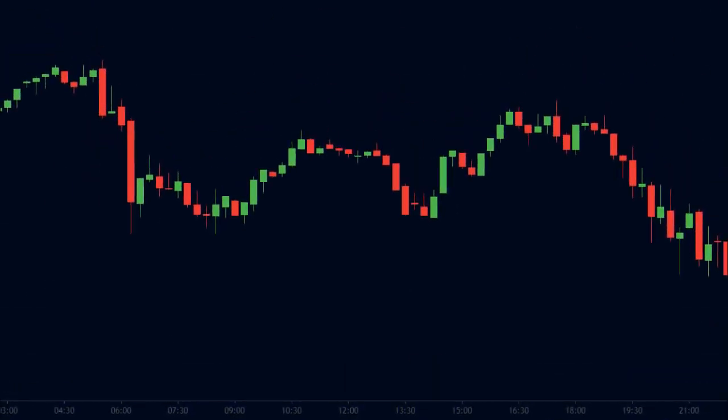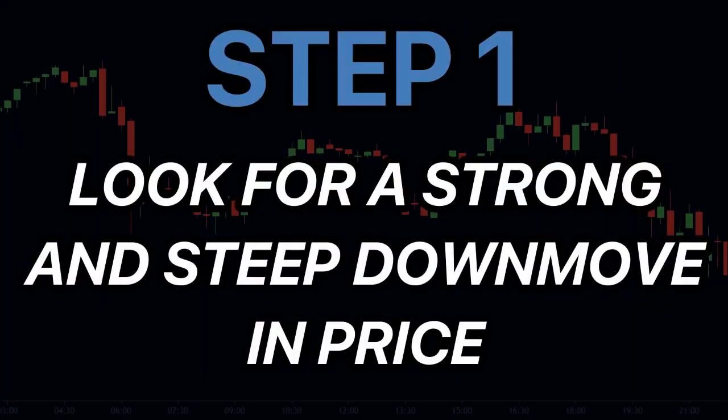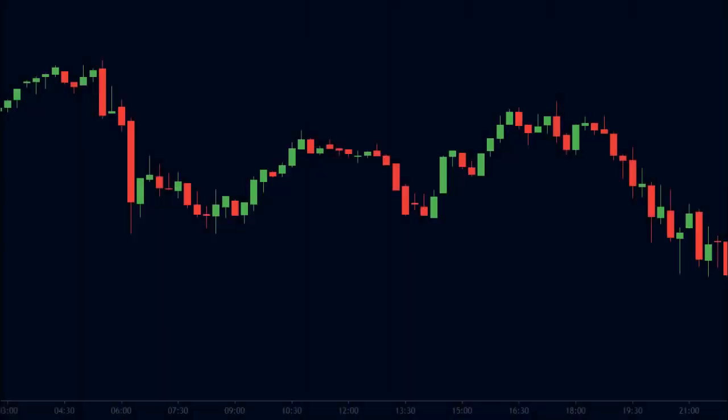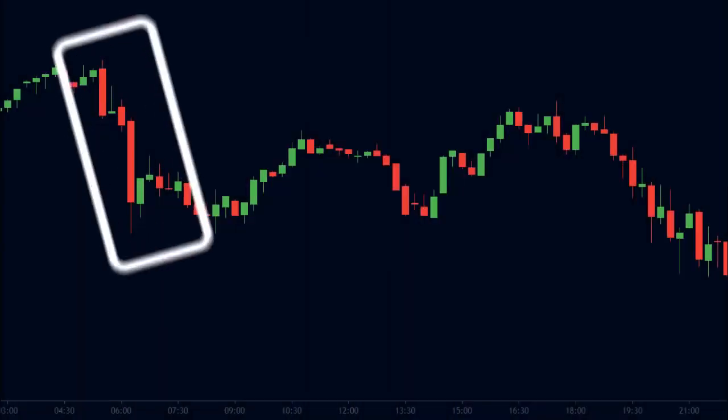Now let us look at the steps to identify a supply zone. Just like the demand zone, the supply zone can also be identified using two steps. Step 1 is to look for a strong and steep down move that has big red candles. On this chart, we have a strong down move here.